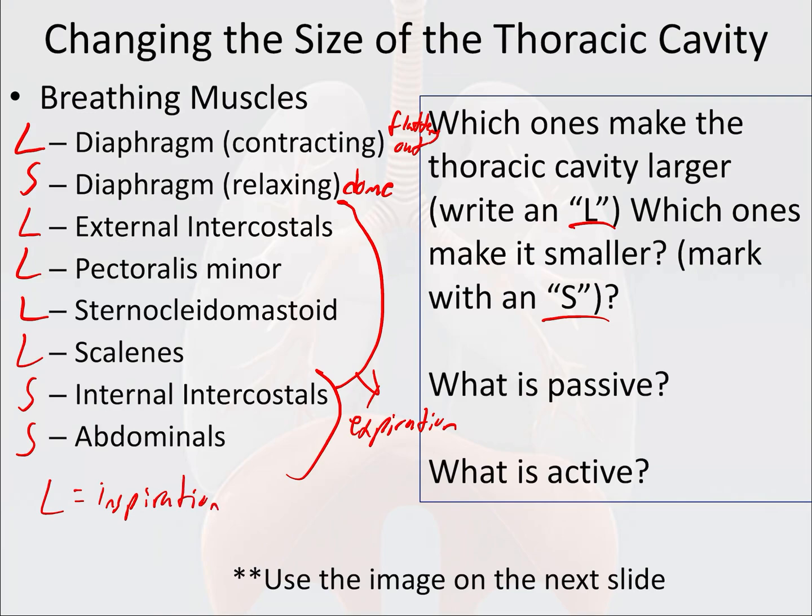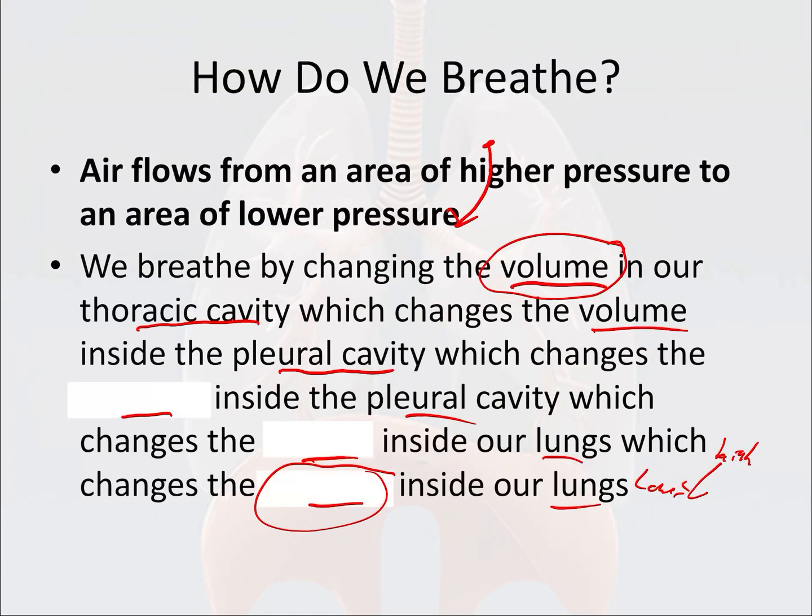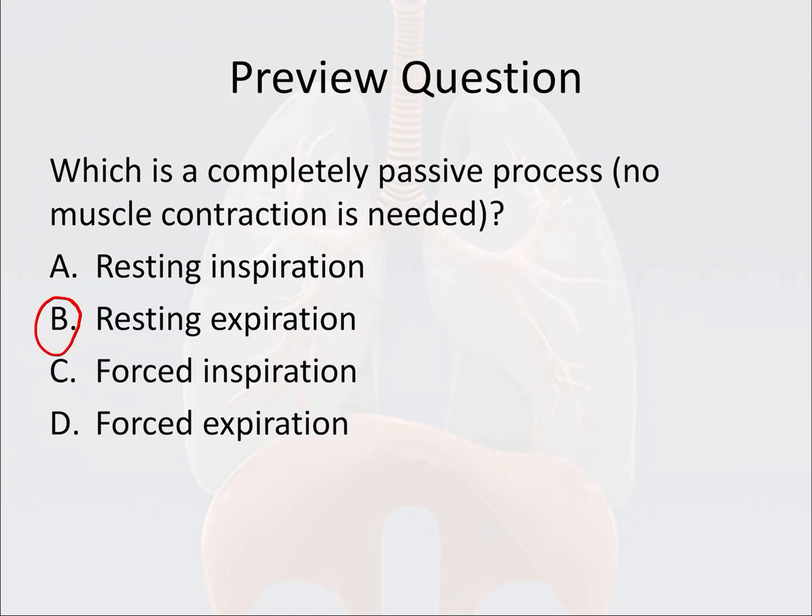Okay, so what is passive and what is active? This is what gets at the clicker question on the previous slide, which was which of the following was a passive process, meaning no muscle contraction is required, and that is expiration or breathing out at rest. That is driven by, so resting, let's go back to the clicker question.